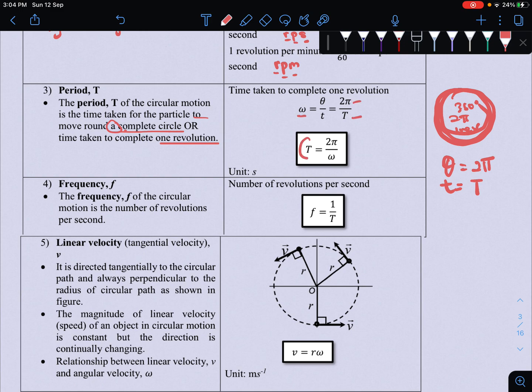Okay, so you're going to substitute omega as 2 pi over period here. So now you rearrange this, you can get the period adalah 2 pi divided by whatever the angular velocity is in the question. So selalunya dia akan bagi tahu lah. Tak perlu risau. Unit untuk period adalah second.